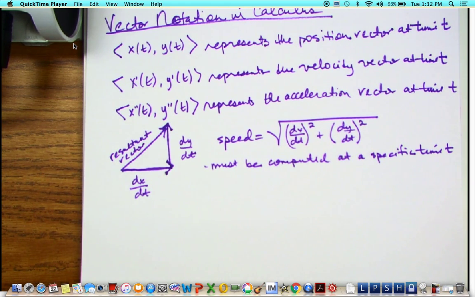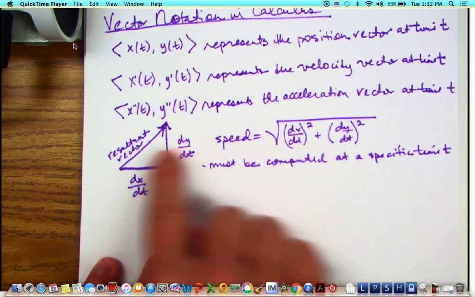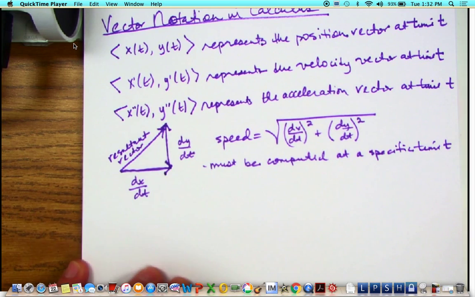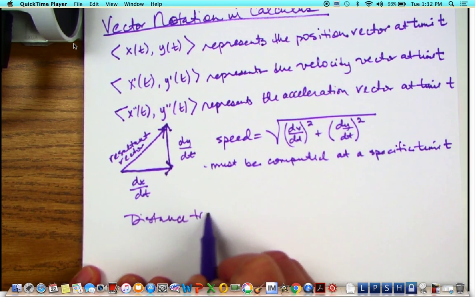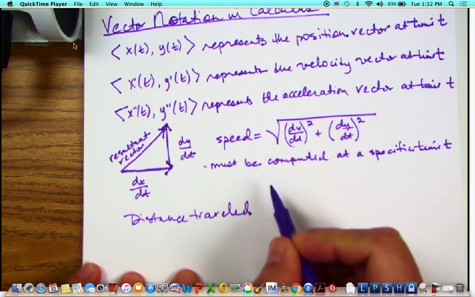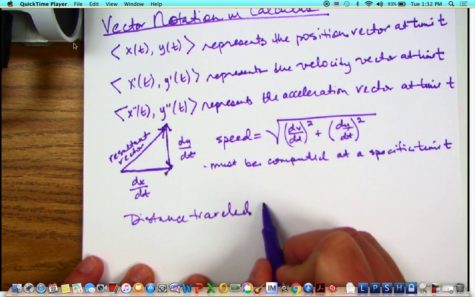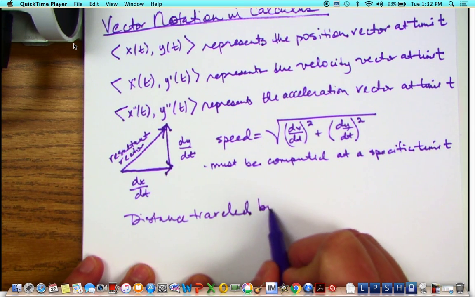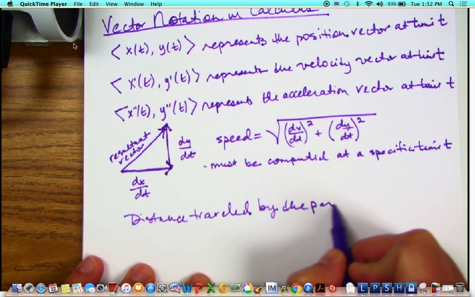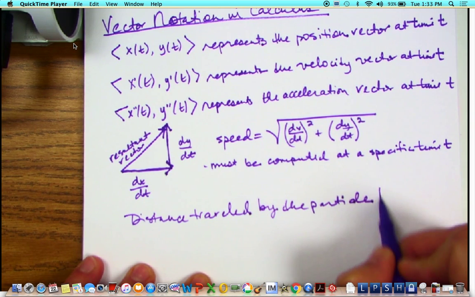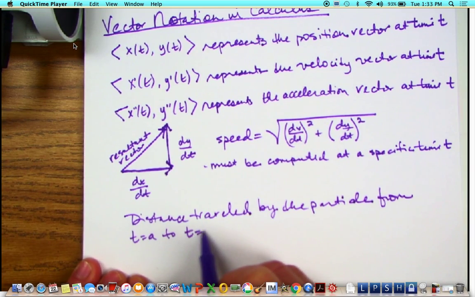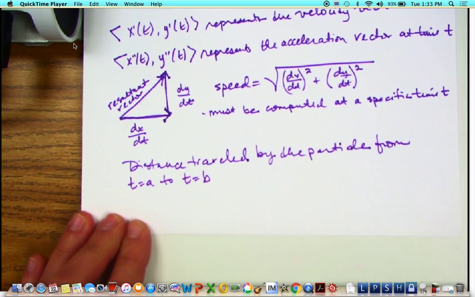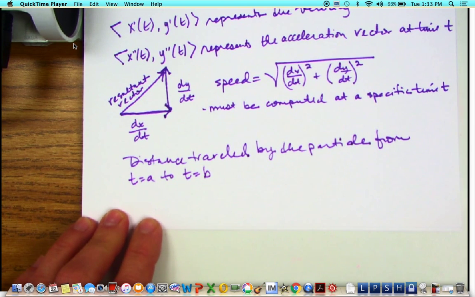Integrate it. Why would I integrate it, Ted? Because that's the velocity and you want to. Very good, because this is velocity, right? Okay. So if I want distance traveled by the particle from t equals a to t equals b. Yesterday I used t1 and t2, but today I'm calling them a and b. Tell me what I write.